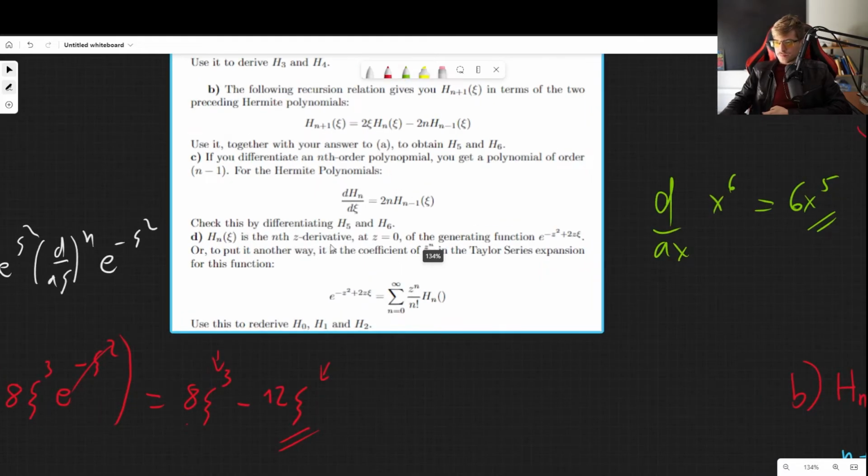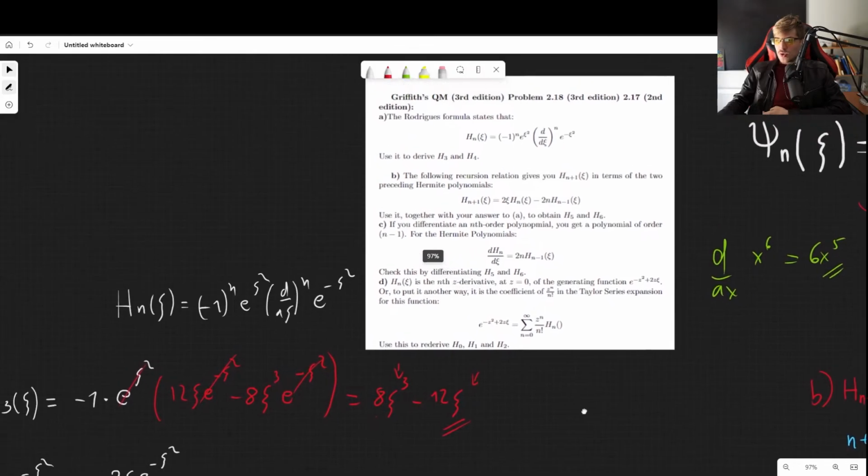Now, finally, they say the nth order Hermite polynomial is the nth z derivative at z equals 0 of the generating function e to the minus z squared plus 2z psi. Or, to put it another way, it is the coefficient of z to the n over n factorial in the Taylor series expansion for this function, for the function that we see right here. So basically, this is what they are telling us, and we want to use it to rederive h0, h1, and h2. Okay, so that one looks very intimidating.